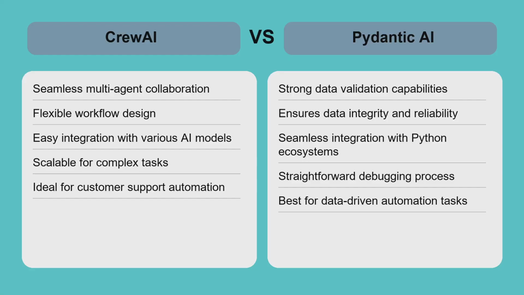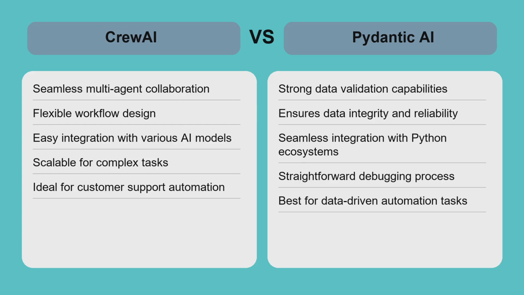CrewAI and Pydantic AI offer different strengths depending on your project needs. CrewAI shines in multi-agent scenarios where collaboration and task division are essential, making it suitable for complex workflows involving many AI components. In contrast, Pydantic AI excels in projects requiring rigorous data validation and type safety, ensuring AI agents handle data reliably within well-defined schemas.